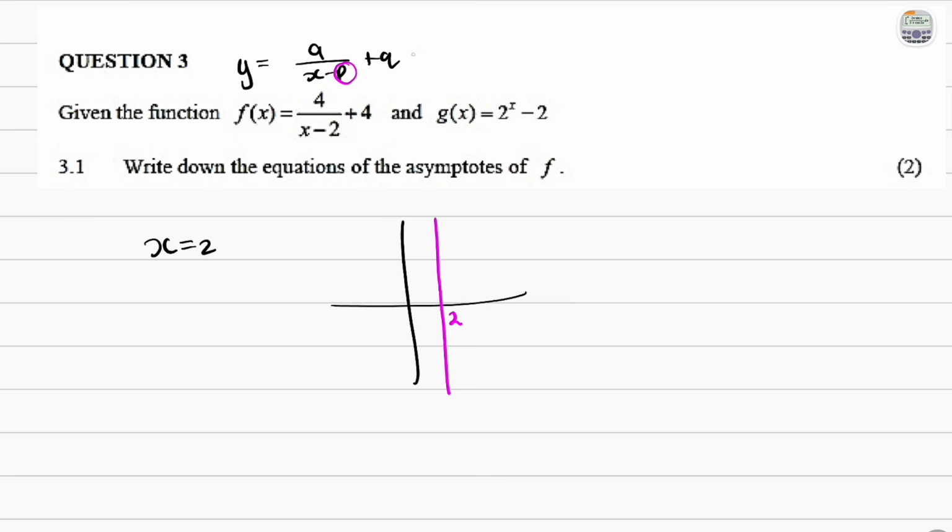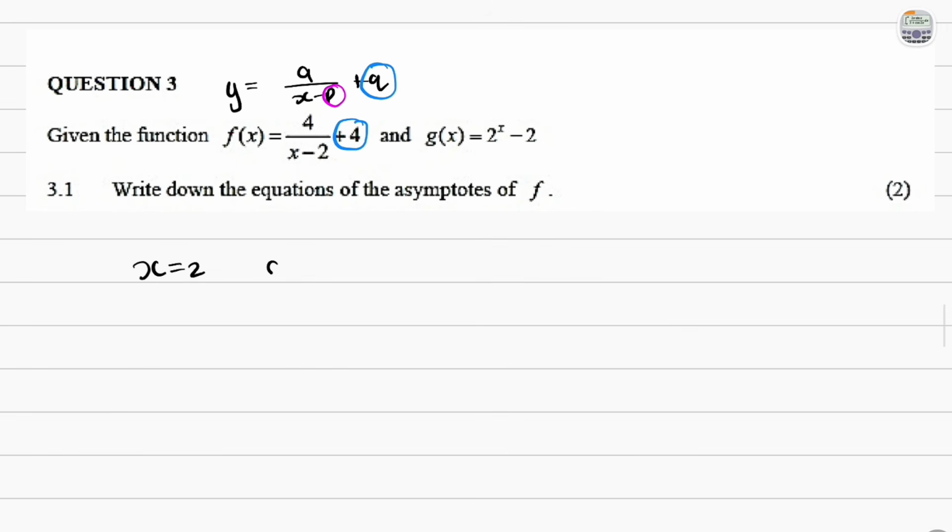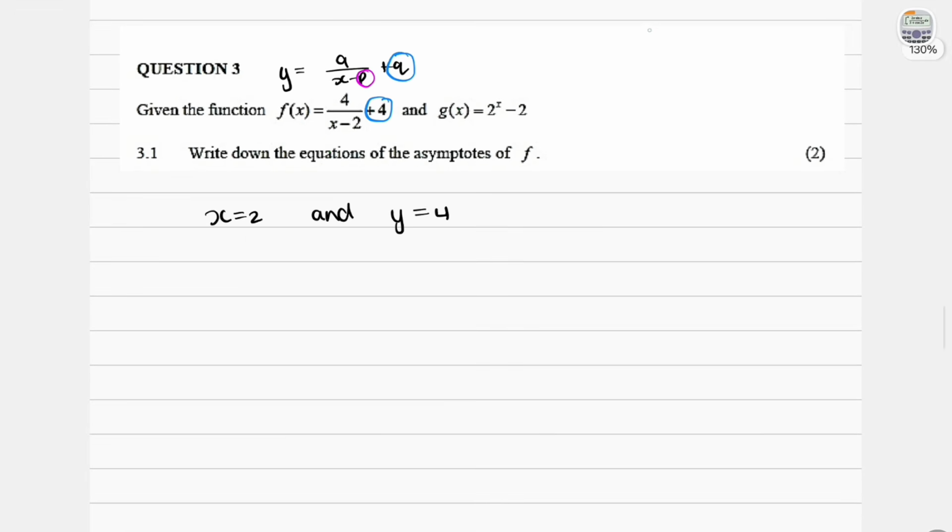And the horizontal asymptote is that q value. So it is y is equal to, because it's a horizontal line, and it cuts one particular y value, and that is that y value of 4. So those are the equations: x is equal to 2 and y is equal to 4. That's the vertical, that's the horizontal, and that is our answer. Moving on to the next question.